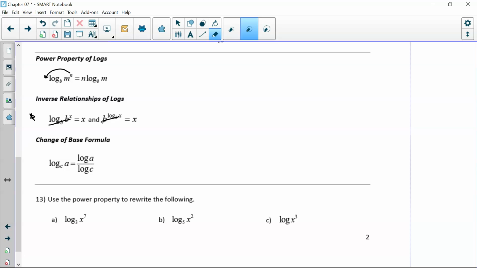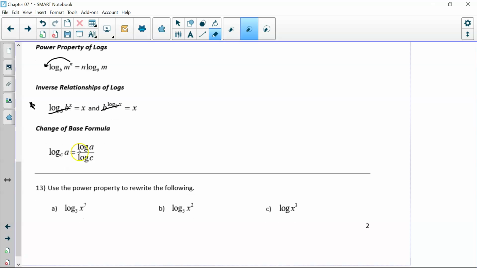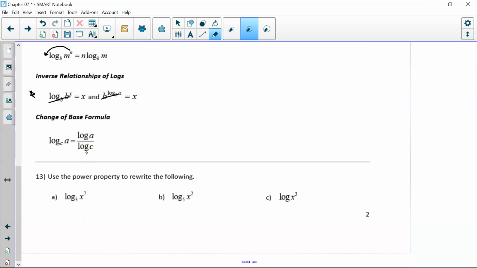Now, we also have the change of base formula. Since our calculator does base 10, it's helpful to be able to calculate different logs even if our log isn't base 10 in the original problem. To do that, log base c of a is the log of a divided by the log of c, the base. So it's the log of the number divided by the log of the base, and that's using the calculator.